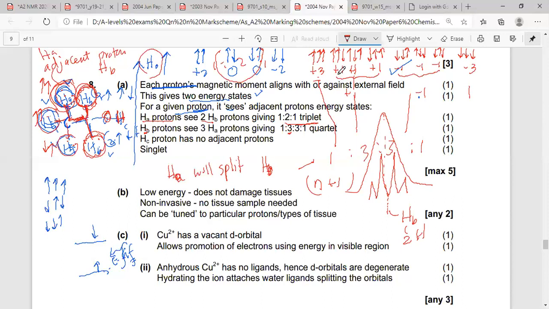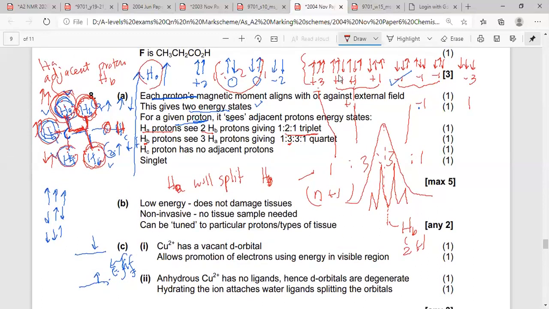You can draw all these in your exams, to show that you understood the possibilities of spins of the neighbors. HC here is not a neighbor, so it's a singlet, because oxygen blocks it. Clear? Now this is how they answer it. HA sees how many HB? Sees 2 HBs. So it's split into 3 peaks, or a triplet, 1, 2, 1. HB sees 3 HAs. So it's split into 1, 3, 3, 1, a quartet.